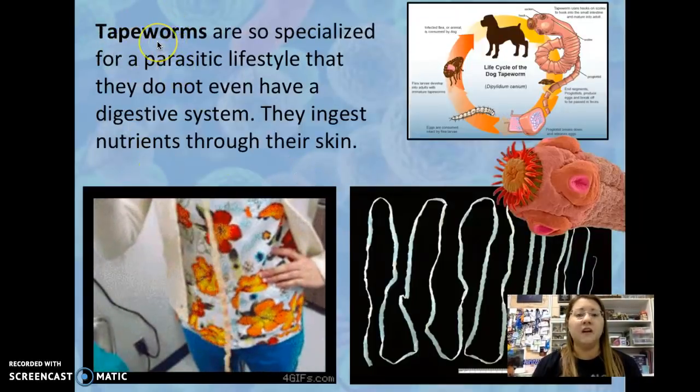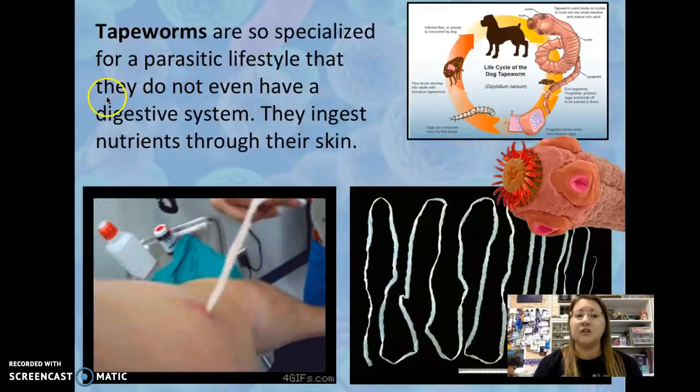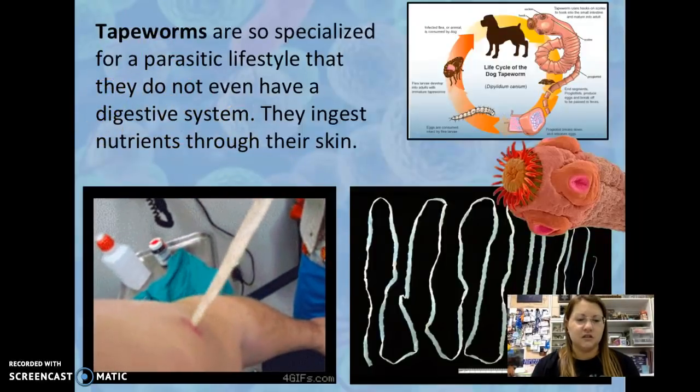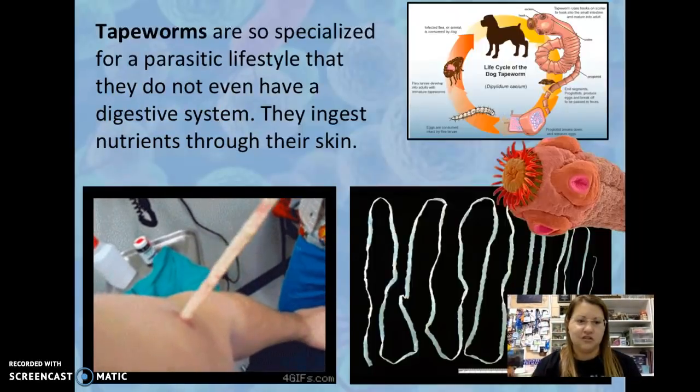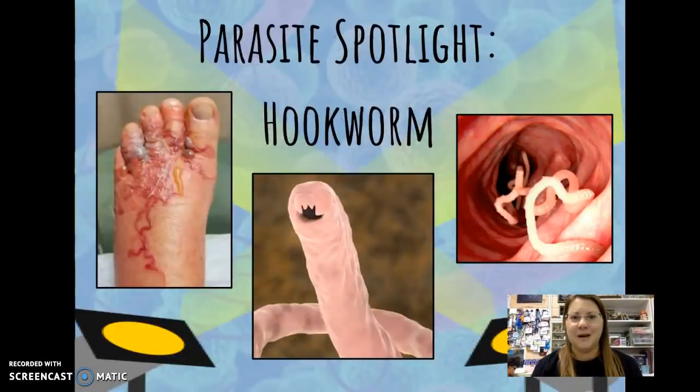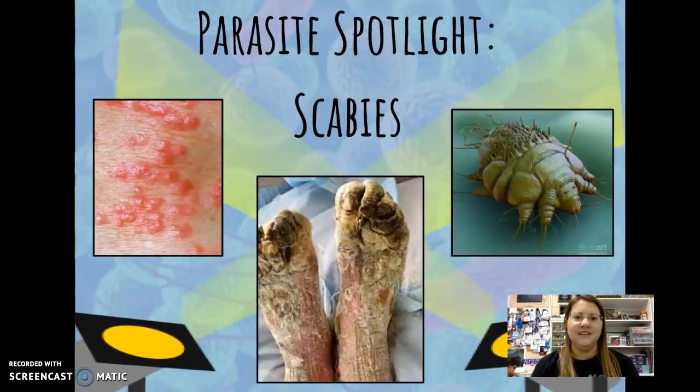So tapeworms are very specialized parasites. They're specialized to the extent they don't even have a digestive system. They can just soak in all the nutrients in your intestines through their skin. Parasite Spotlight on the hookworm. So here's some nice pictures of hookworms. This is a few hookworms that are visible through the skin. Of course, a microscopic picture of the really nice hookworm, and inside the digestive system or inside the internal organs, so you can kind of see what that looks like as well.